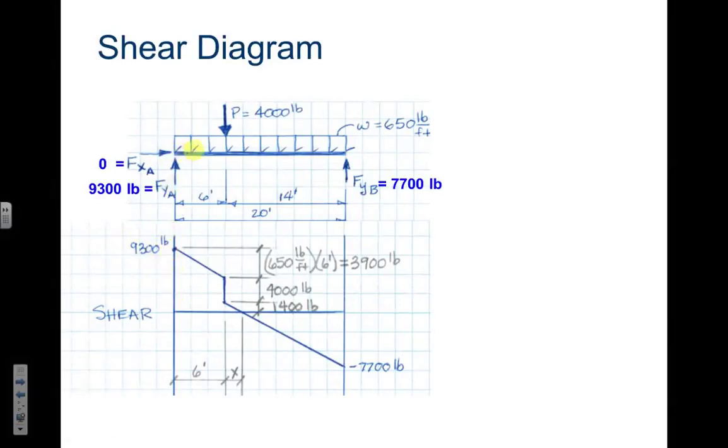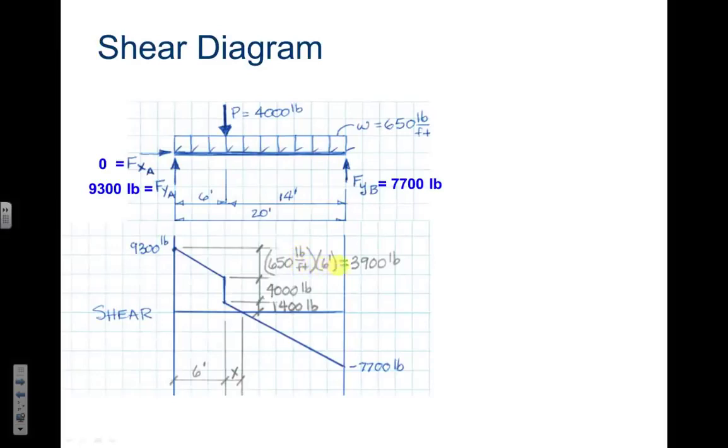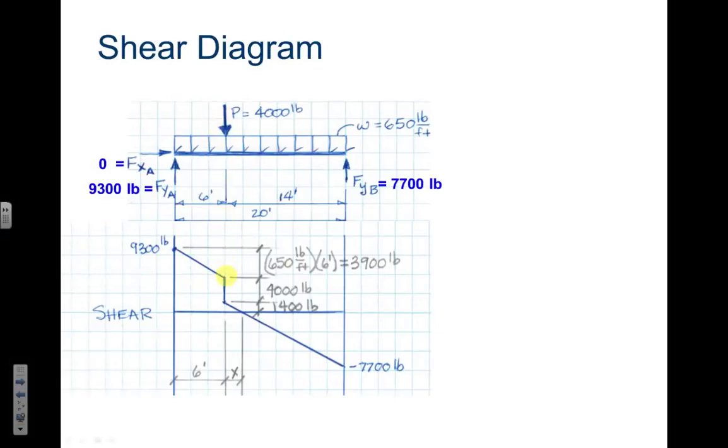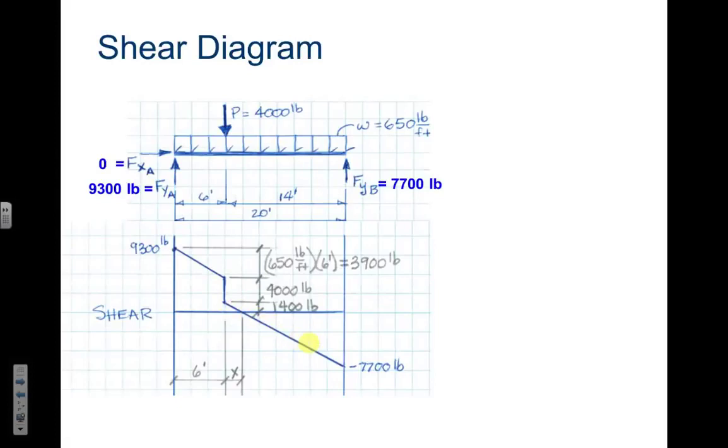So I start walking across my bridge or my beam. What forces am I encountering? Well, right off the bat, I'm encountering this uniform load at 650 pounds per foot for 6 feet equals 3,900 pounds. So that's how I get this slope. Then what happens? Well, notice right here I have a point load of 4,000 pounds. Yes, it's really important that we write all of these. Then notice my uniform load continues all the way down until 7,700 pounds.